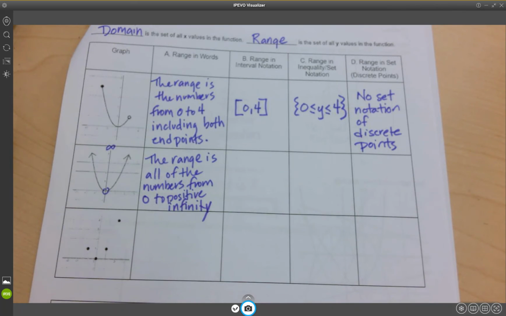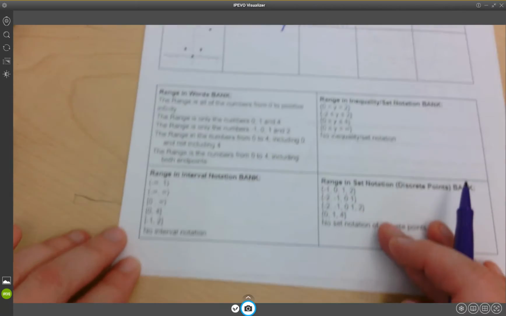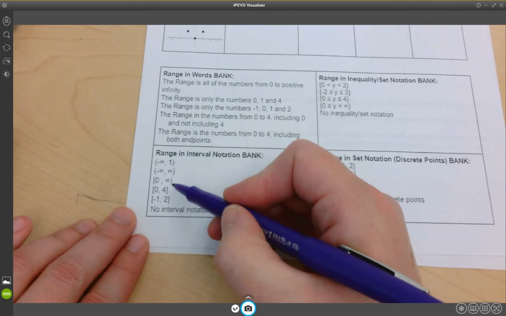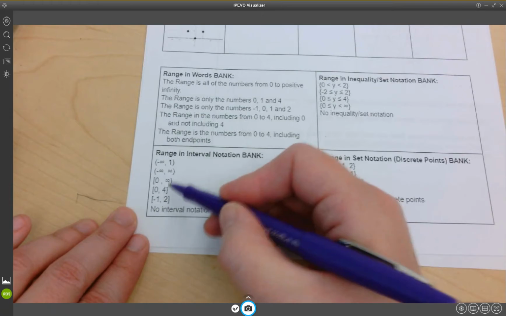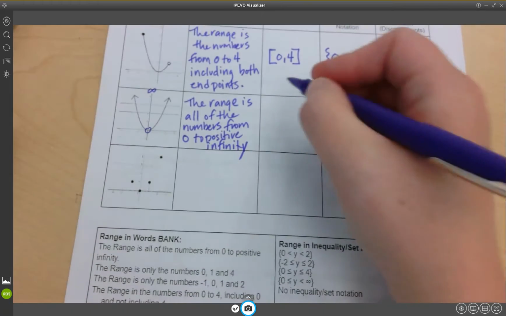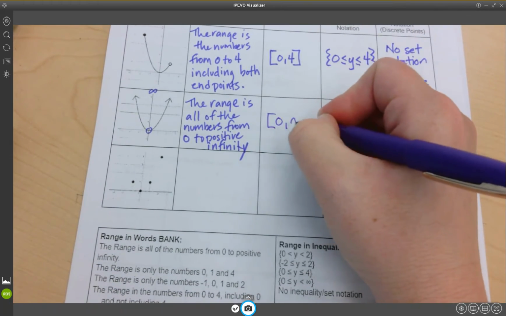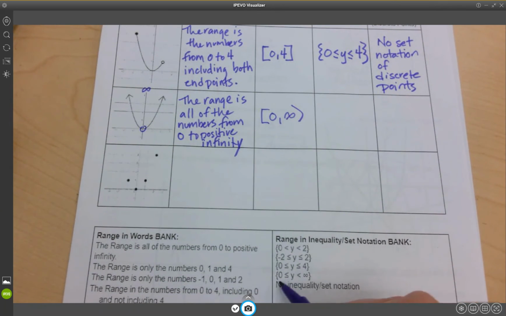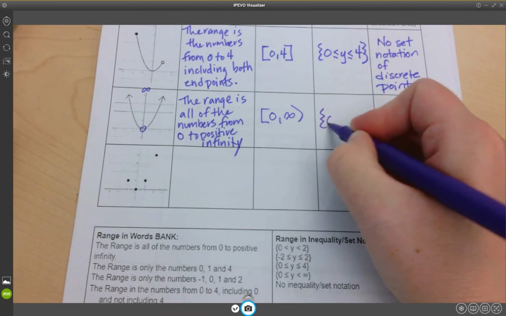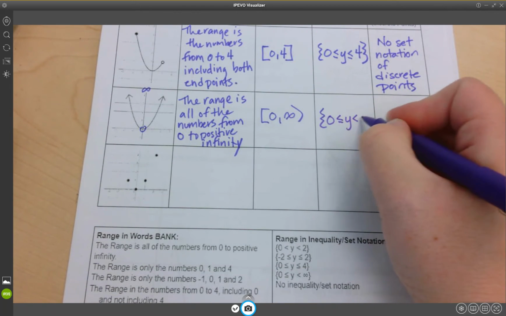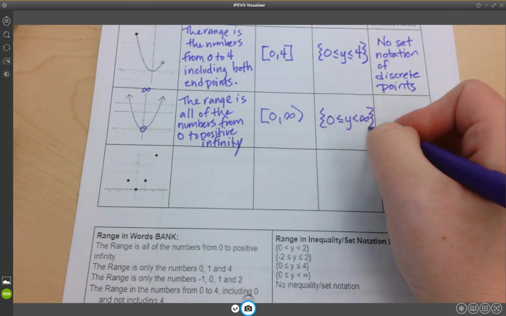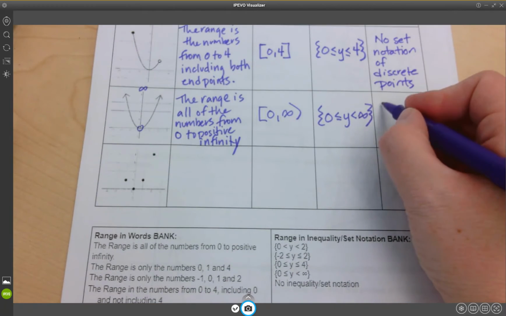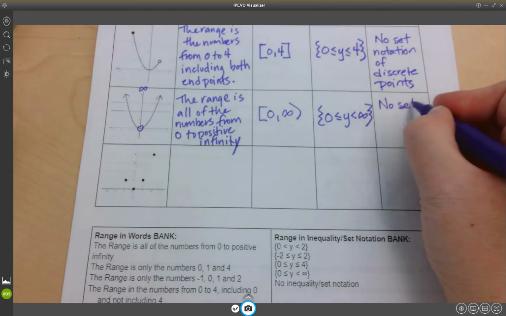Okay, we're looking for the interval notation that matches that. And here we have it. We do want to include the 0, but you can't ever get to infinity. So that's why we always have a parentheses on infinity. Then we're going to find the inequality notation that matches that. And here we go. And because it's an interval, we cannot possibly list all of the points. So we'll also write no set notation of discrete points.